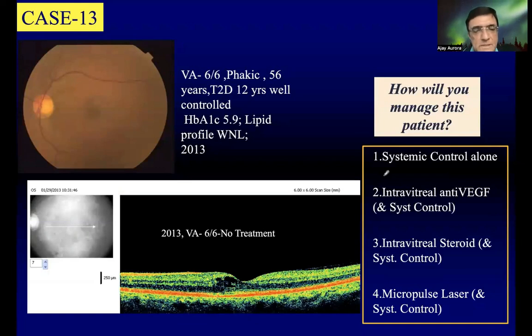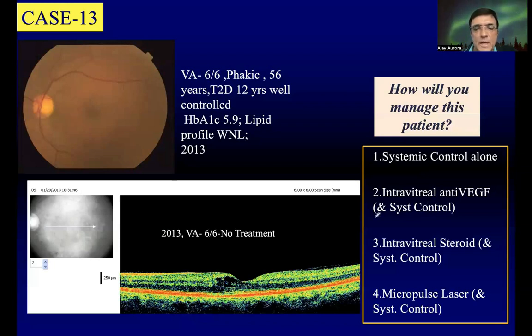Then there are situations where sometimes we may not want to intervene. This is a patient who came to me in 2013 with a visual acuity of 6/6. The patient was phakic, a type 2 diabetic for 12 years. This is the HbA1c. The patient had a visual acuity of 6/6 but had some cystoid spaces. So for me, the option was systemic control. Yes, we should do the systemic control.